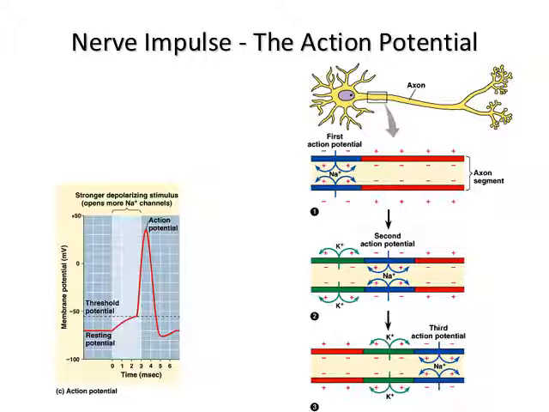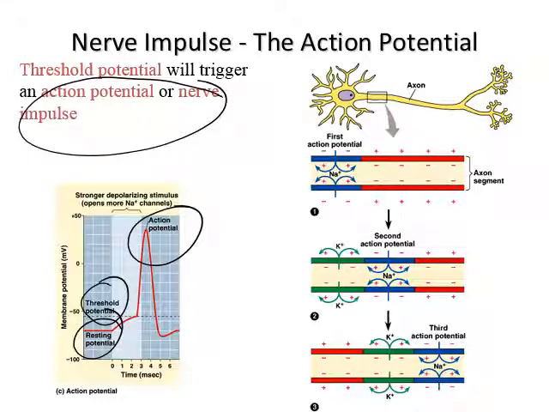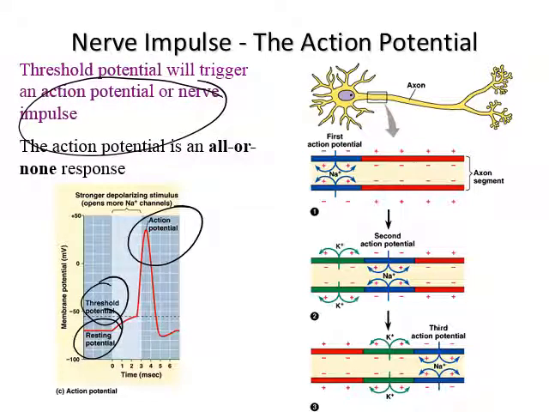This figure shows rapid depolarization, where more positive charge enters the cell and delta V will increase. This is the action potential in the nerve. The threshold potential, with resting at about minus 70, whenever we have this spike it's called an action potential. So the threshold potential will trigger an action potential or a nerve impulse. The action potential is all or none, following the law of all or none.